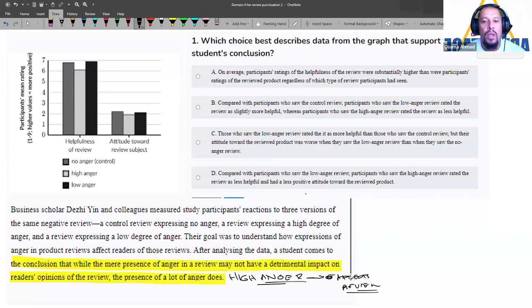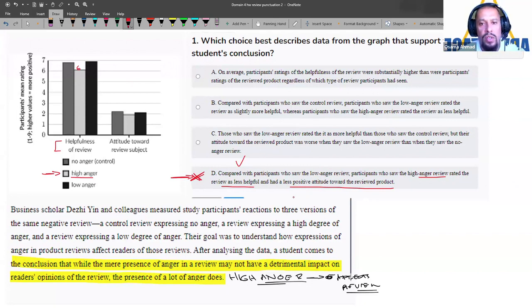Now, originally, Mr. Noor, you told me answer D. Okay, so let's see it. Compared with participants who saw the low anger review, participants who saw the high anger review rated the review as less helpful, right? So helpfulness of review, high anger in the gray, it's rated a 6, so it is less helpful. This is true. And had a less positive attitude toward the reviewed product. Now, answer D is incorrect.